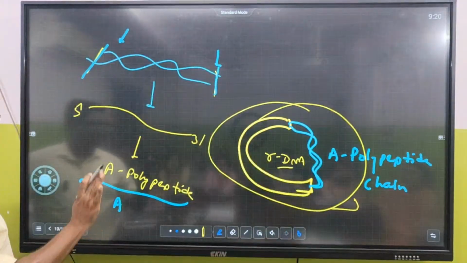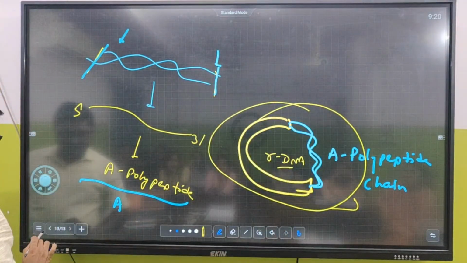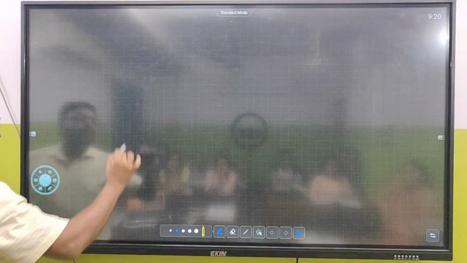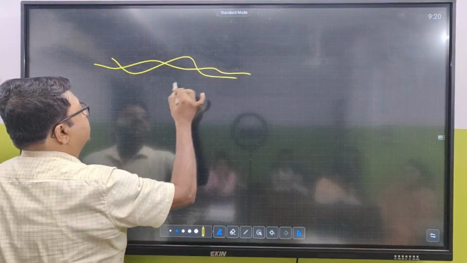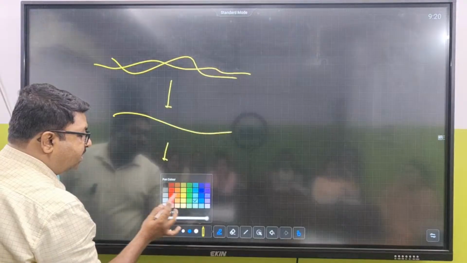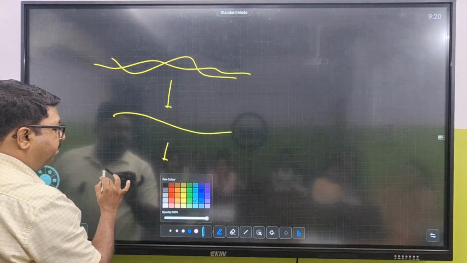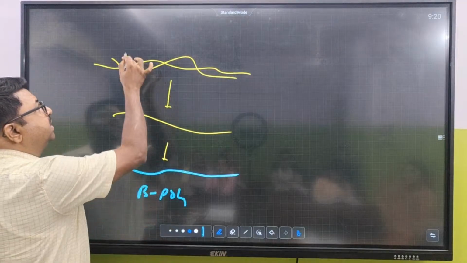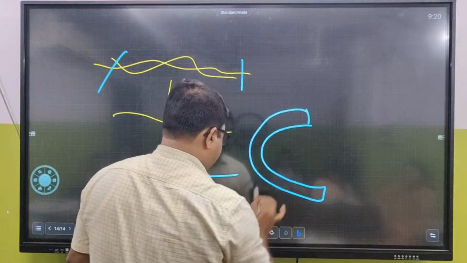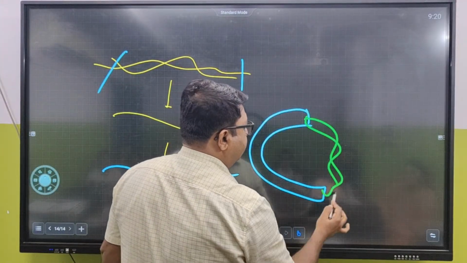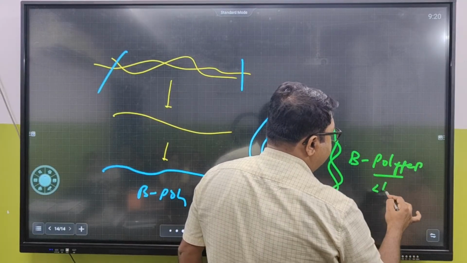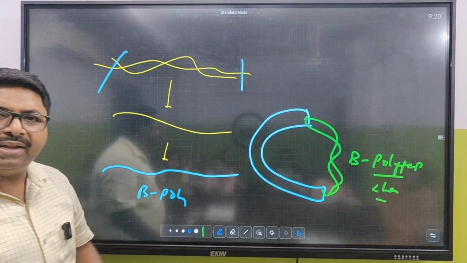Same way, what we have done, और एक कौन सा है? The B polypeptide chain. That particular gene which can make the B polypeptide chain, this DNA has been cut and introduced where? Inside the plasmid, and we have made A separately and B separately.